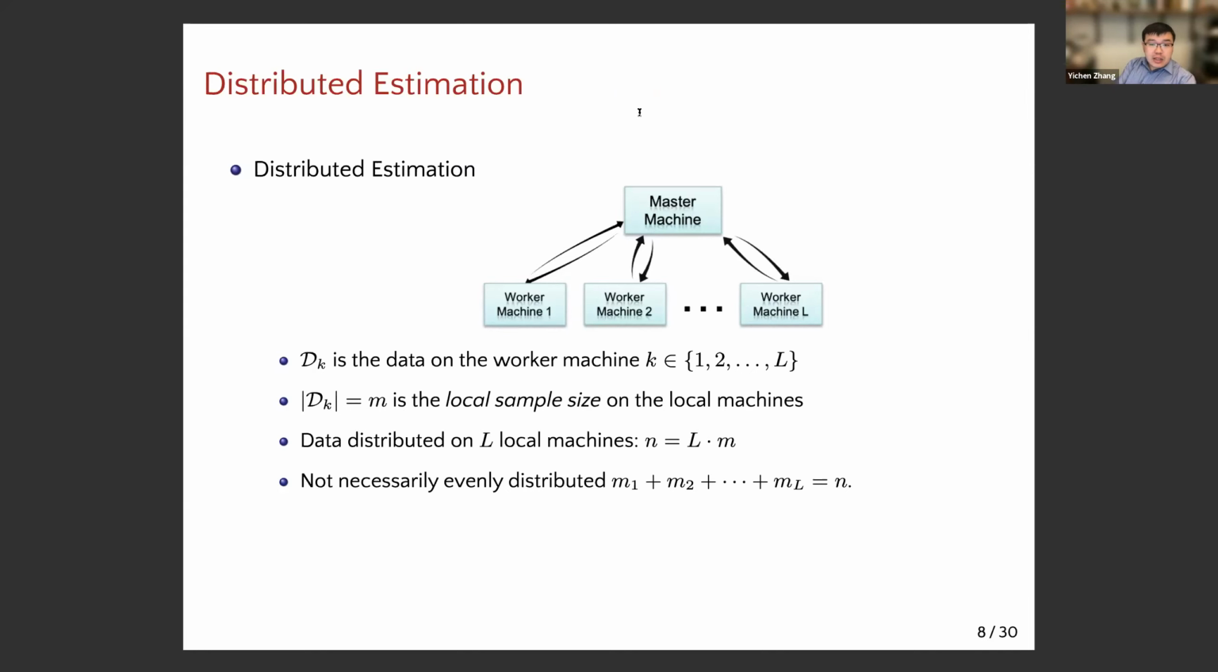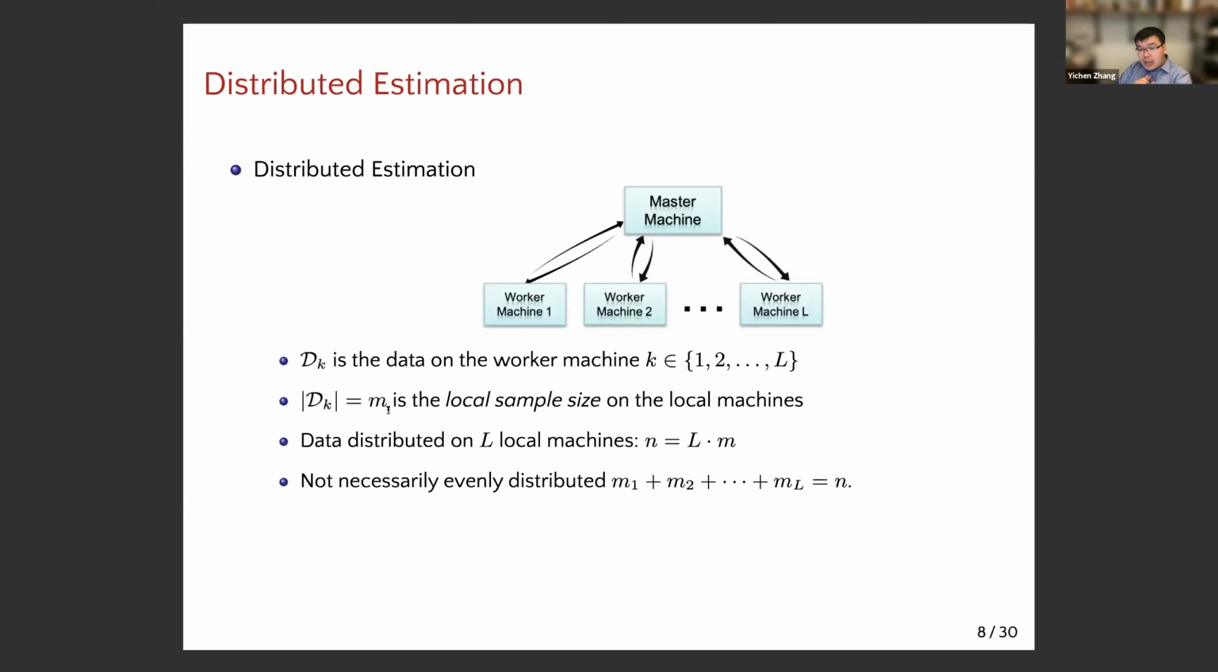So let's try to talk about some notations in this talk. We use D_k to be the data on the worker machines, k equals 1 to L. So we have in total L local machines, and we have local sample size M on each local machine.